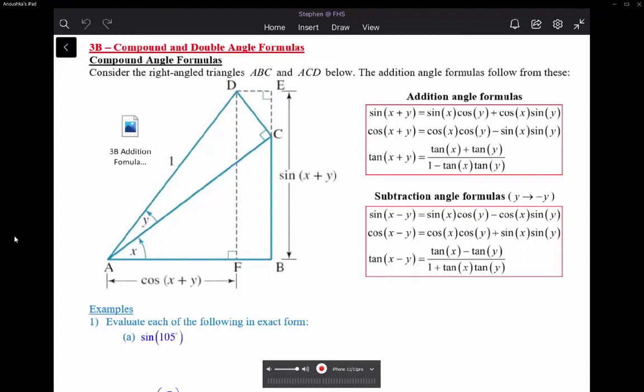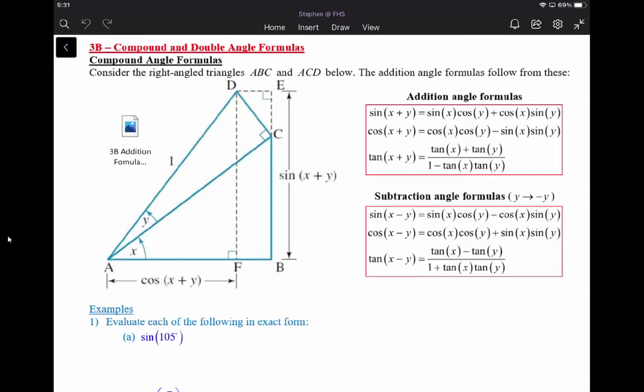Welcome to the video for 3b, which is what we call compound and double angle formulas. So the compound angle formulas are just really the cumulative name for something called the addition angle formulas and the subtraction angle formulas. In short, what these mean is that if you want to find the sine, cos, or tan of two angles added together, instead of memorizing another exact value, you can actually just use one of these three formulas over here.